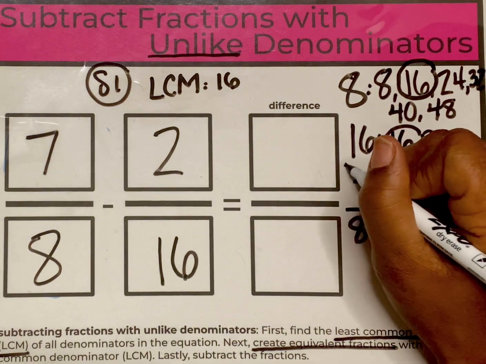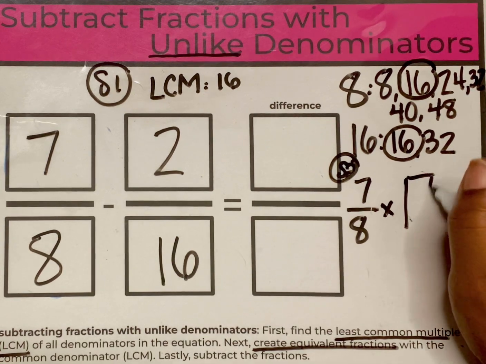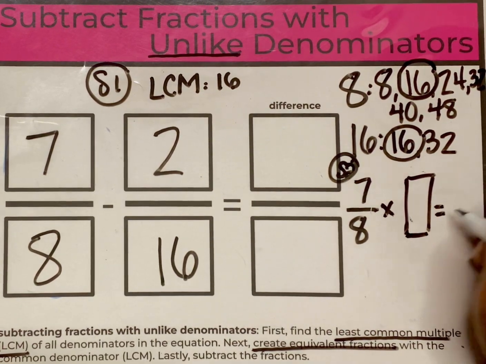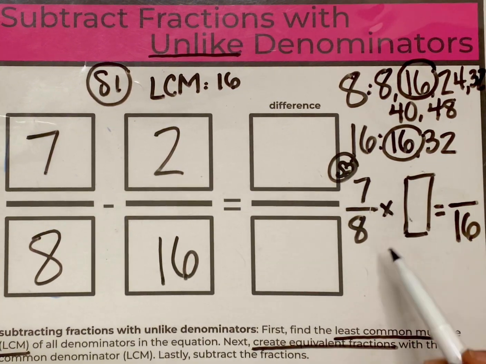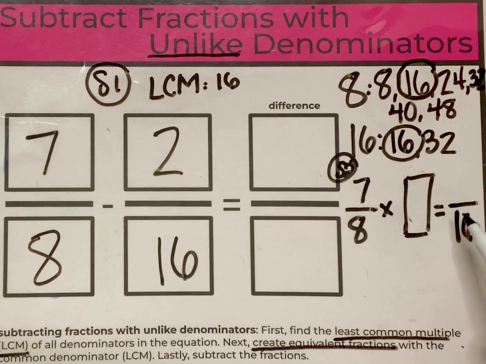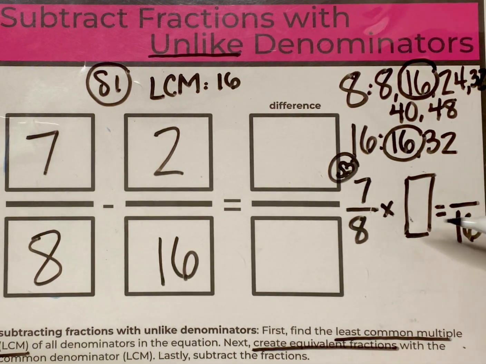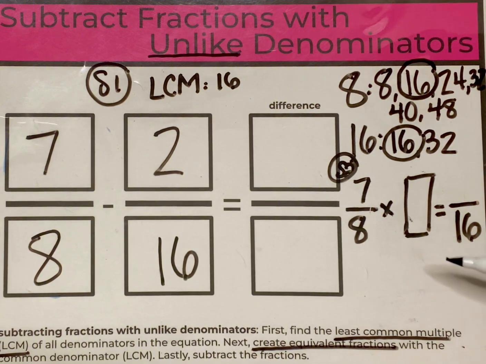So step 2, I'm going to take 7/8 and create an equivalent for 7/8 that's going to have 16 in the denominator. This is how you set it up. You write 7/8, you put the multiplication sign, draw a rectangle, equal, and then the 16 in your denominator. You may be wondering, what's the rectangle for? Here is where you're going to put a fraction that has a value of 1 whole. What I mean by that is a fraction that has the same number in the numerator and in the denominator.